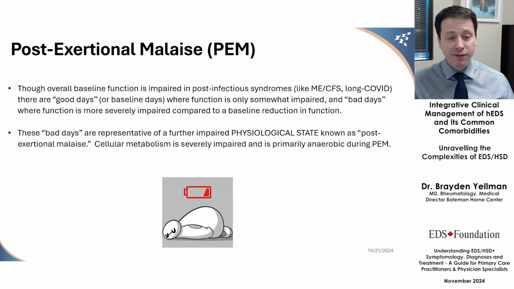Though they have an overall baseline function that is impaired by post-infectious syndromes in ME/CFS and long COVID, they have days that we say good days, or baseline days, where their function is only somewhat impaired, and bad days where function is more severely impaired compared to baseline reduction in function. It's these bad days that are representative of further impaired physiology, and we call those post-exertional malaise. And in that case, cellular metabolism is severely impaired and is primarily anaerobic during this episode.